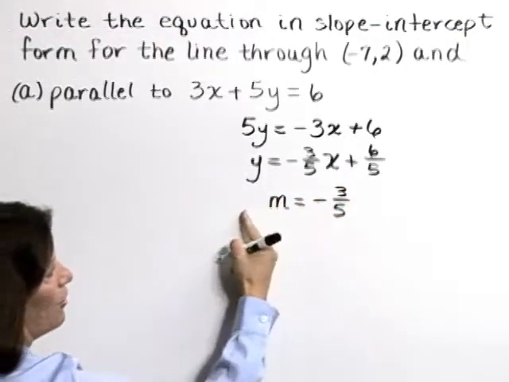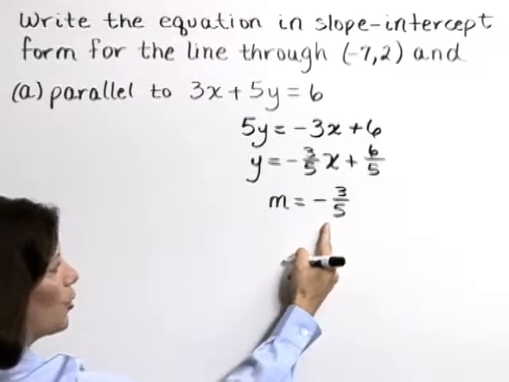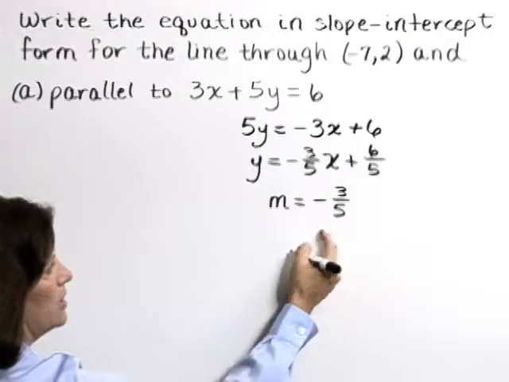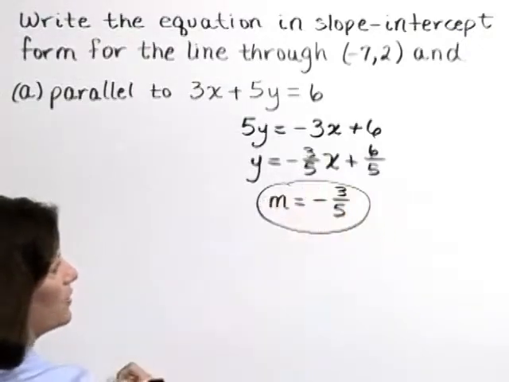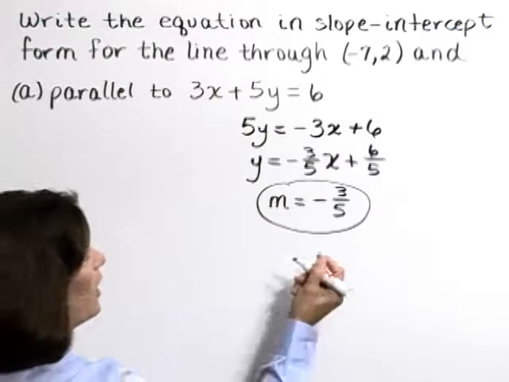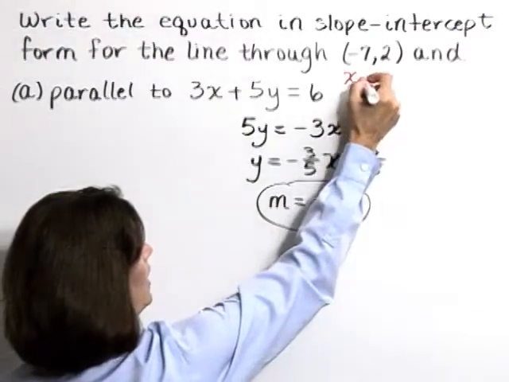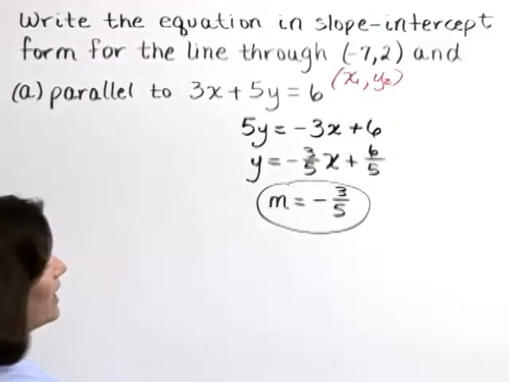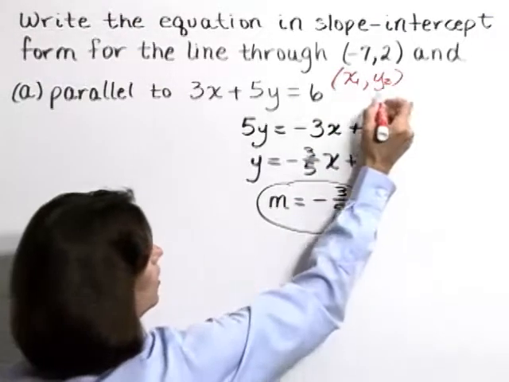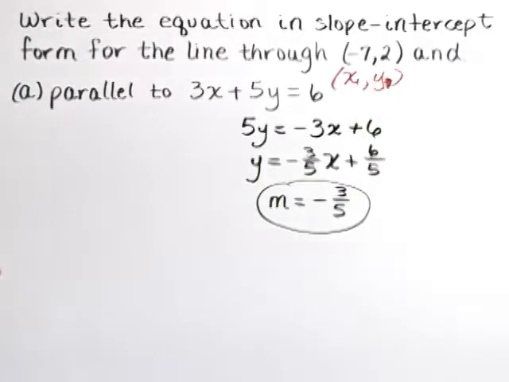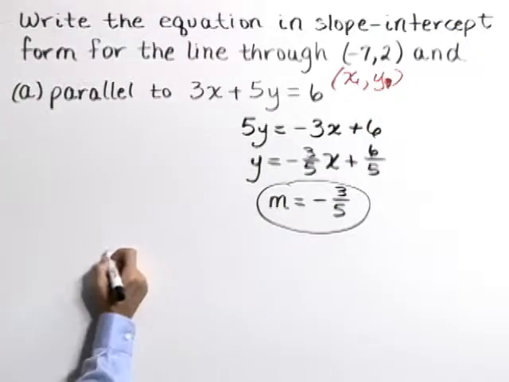Our line is parallel to this line, so it has the same slope. Parallel lines have equal slopes. So our line as well has a slope of negative 3/5. So we've got the slope of our line. We have a point on the line, which I'll identify as x1, y1. Now let's write our point slope formula.